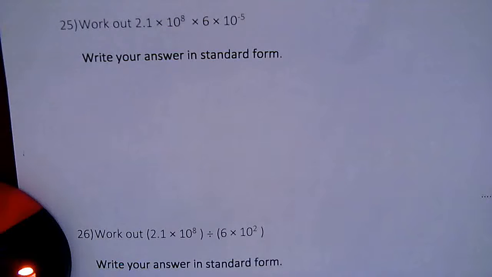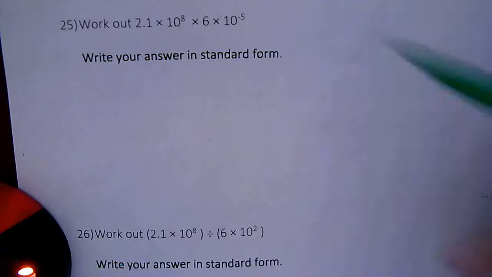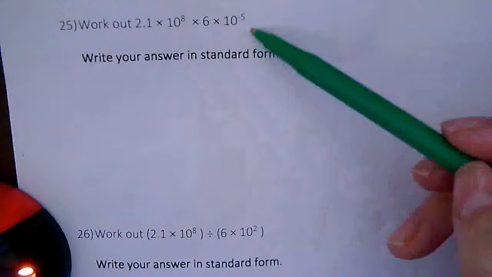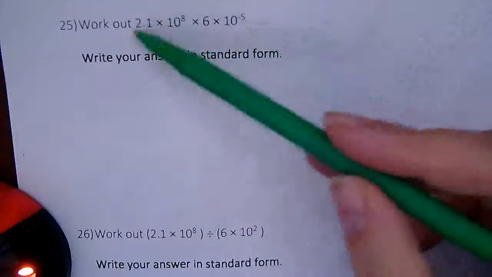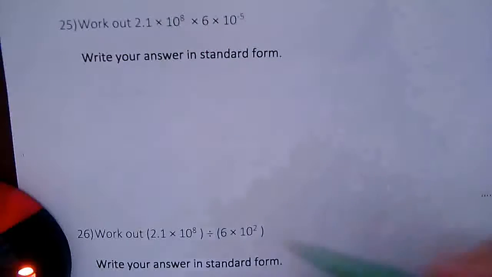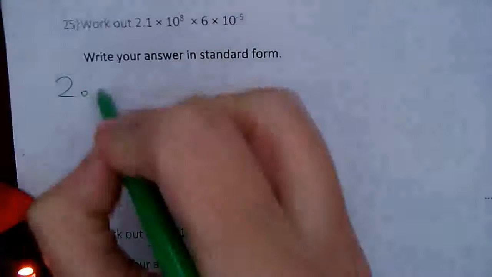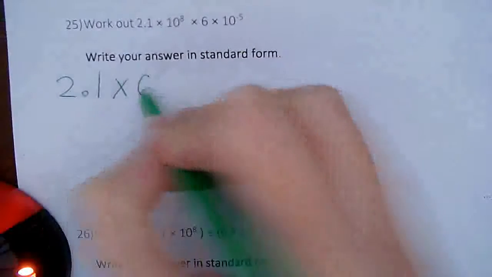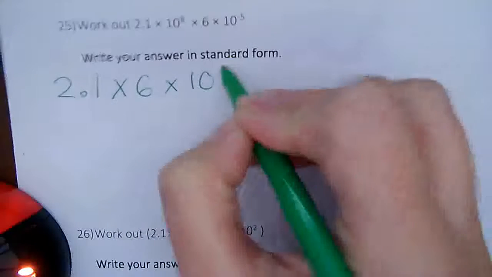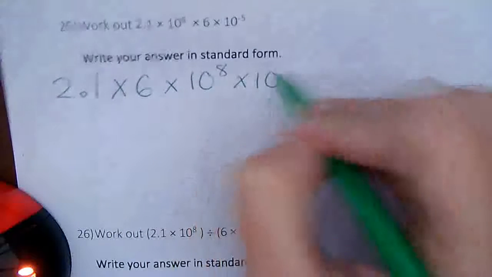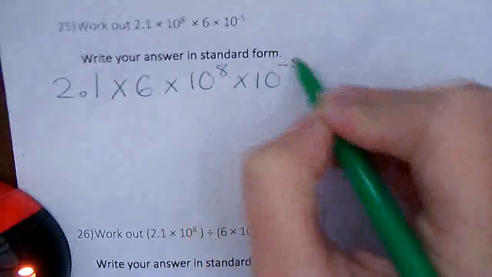Okay, so answering this question, we want to write it in standard form, and if you look at it the way it is, it looks a little bit more challenging, but remember multiplication can be done in any order, so we can rearrange this to make the maths a little bit easier. So put the numbers first, 2.1 times 6, and then put the power second, 10 to the power of 8 times 10 to the power of minus 5.